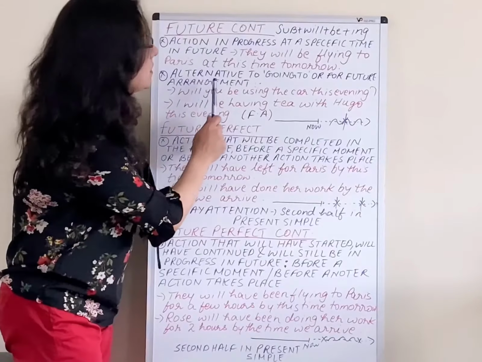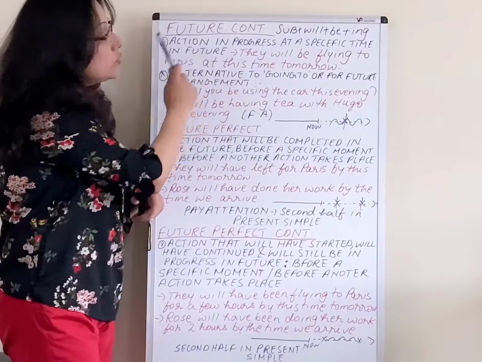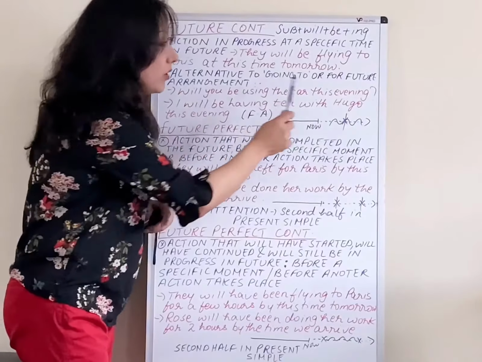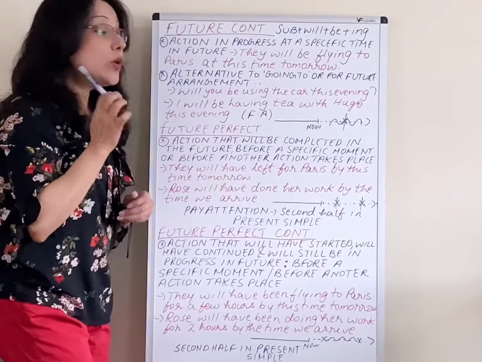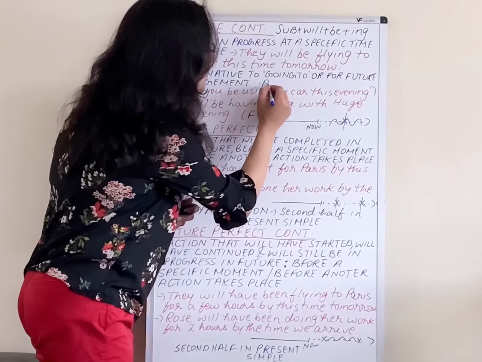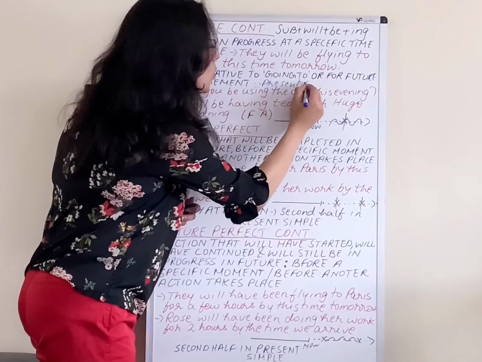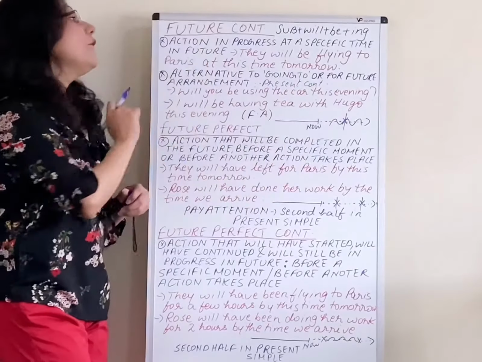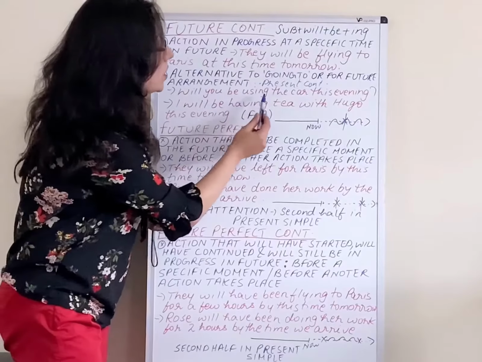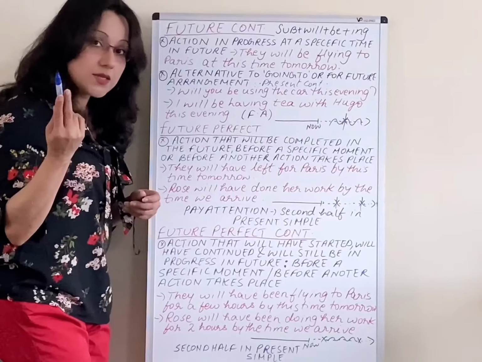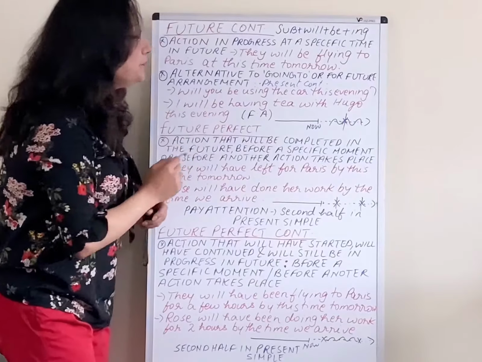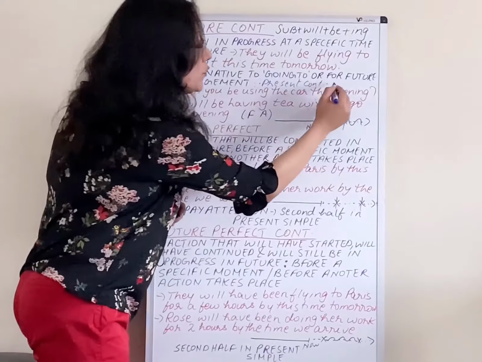Second one, alternative. This one, your future continuous, could be used as an alternative to going to, or for future arrangements, which tense do we use for that? Present continuous. So instead of that we can use our future continuous. And how? Look at this example. Will you be using the car this evening? Instead of this, we can also say, are you going to use your car? So this is your going to, which is your future plan.